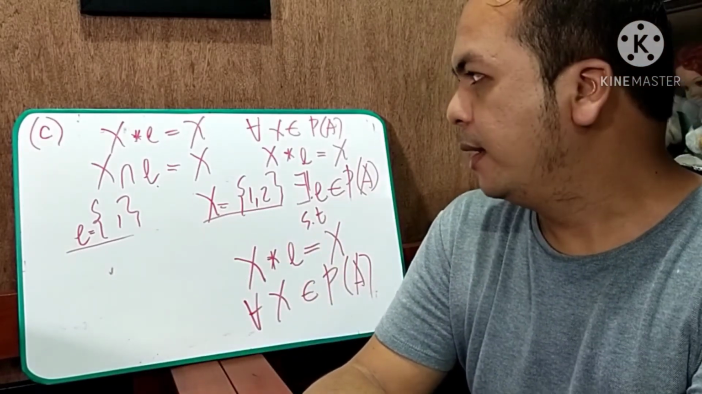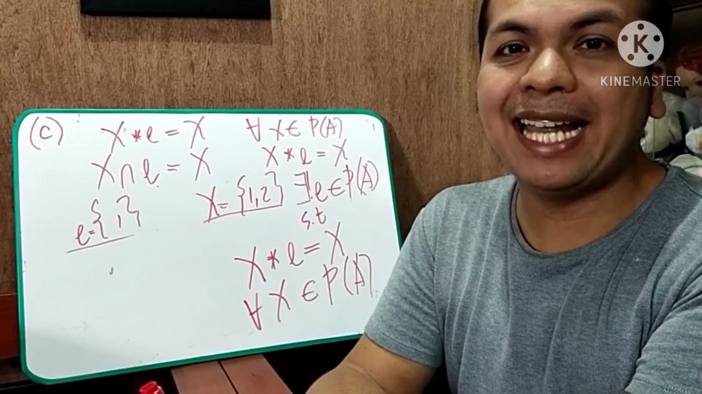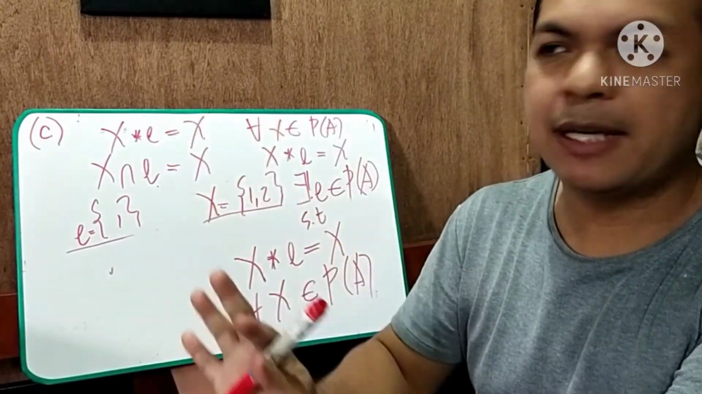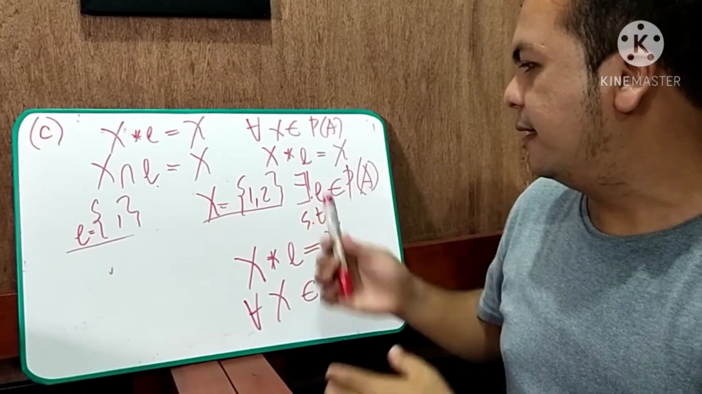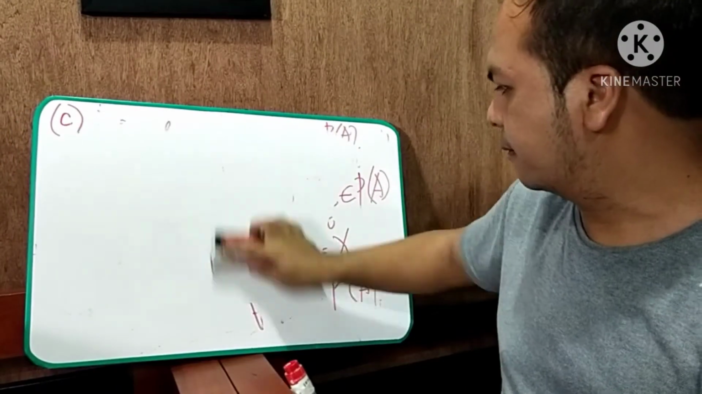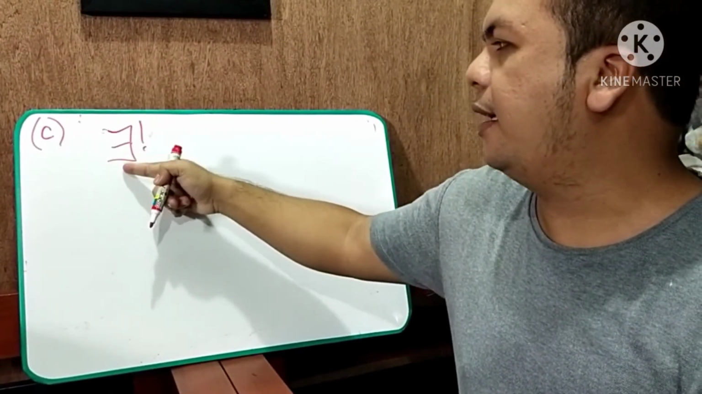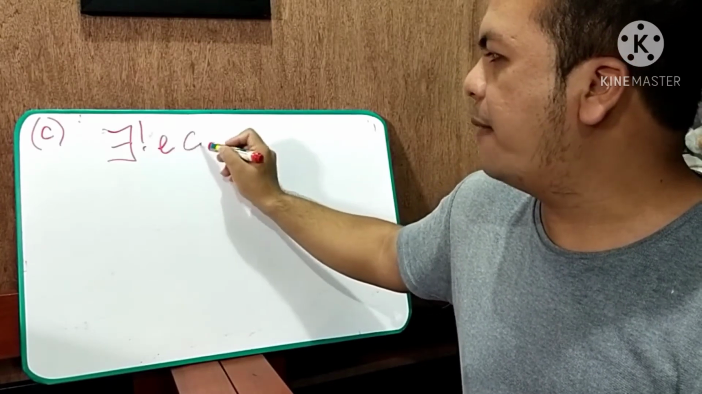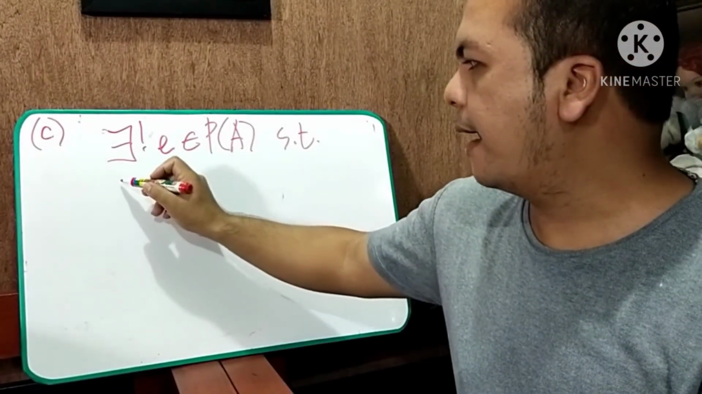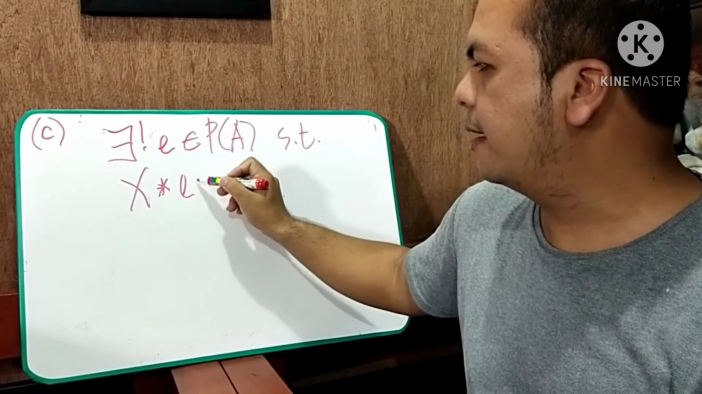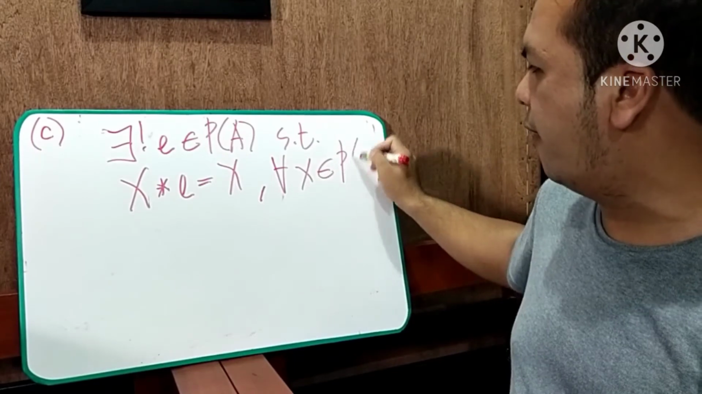There is no identity set such that X star E is equal to X for any X element of the power set of A. So, in our activity where we determine whether an identity set exists in that power set, we got none. There does not exist E element of P of A such that X star E is equal to X for all X also an element of P of A.